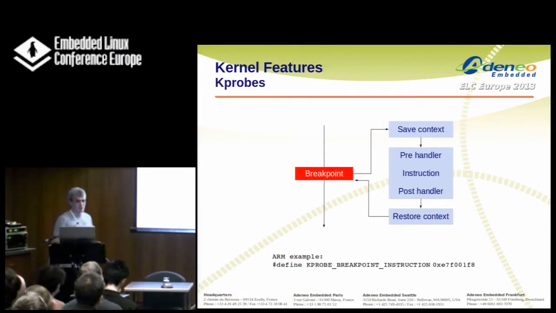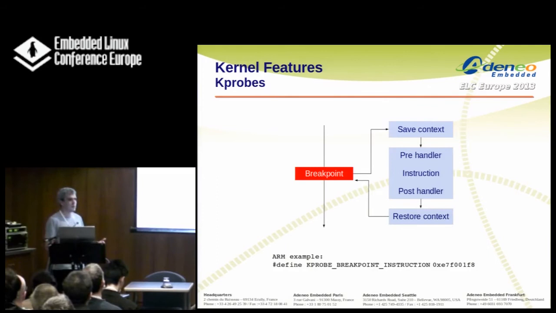Something interesting is that the actual implementation of the breakpoints will depend on the architecture, of course. On x86 you will use int3 or things like that. On ARM you will use a specific instruction that is guaranteed by ARM to be an illegal instruction. So in fact you will get a fault. You manage these faults as a breakpoint, then save the context, do your pre-handler, original instruction, post-handler, and then restore the context. It just comes back just after the breakpoint.